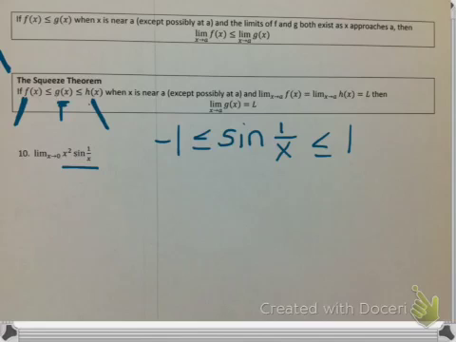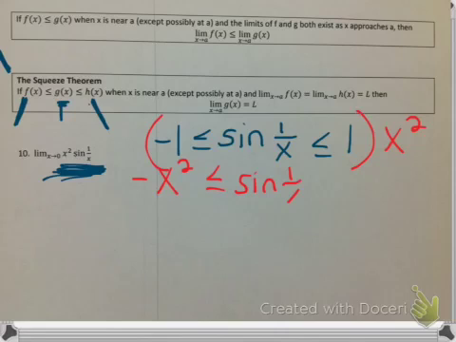The next step is to multiply this entire inequality by what I need so that I end up with the function I'm trying to find the limit of. Look over here. What's needed is the x squared. So I'm going to multiply this entire inequality by x squared. What would I get? Negative x squared is less than or equal to sine of 1 over x times x squared, which is less than or equal to x squared.